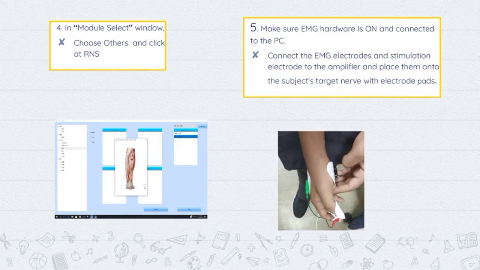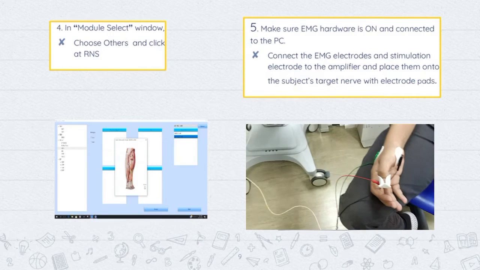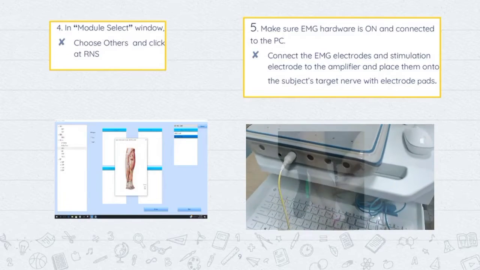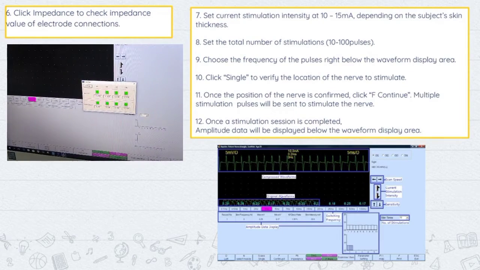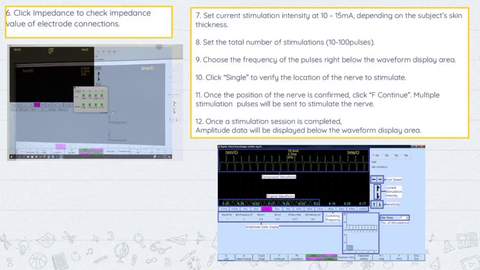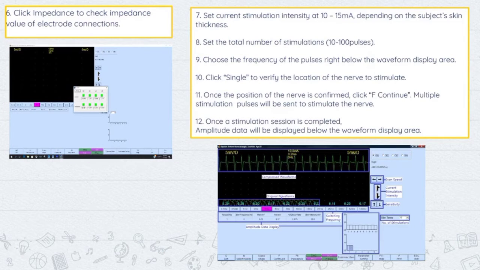Number 5. Make sure the EMG hardware is on and connected to the PC. Connect the EMG electrode and stimulation electrode to the amplifier and place them onto the subject's target nerve with the electrode port. Number 6. Click impedance to check the impedance value of the electrode connection.